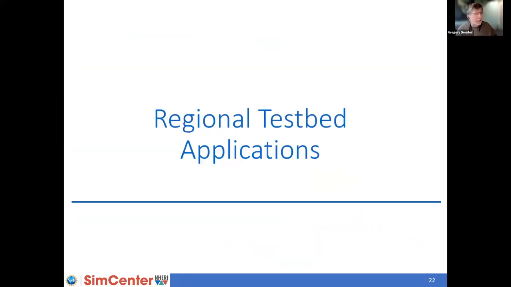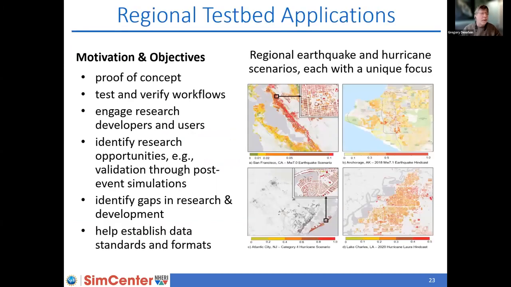And finally, the last thing I'd like to mention is some regional testbed applications we've done. These are ones that use the R2D tool to look at regional simulations. And we've done two earthquake simulations. We've done the largest testbed of the San Francisco Bay Area that has, I think it's 1.8 million buildings represented there, and doing simulations and loss studies. We've also done a hindcast for the earthquake that was in Anchorage in 2018. And I think we've done another hindcast in the hurricane arena for Hurricane Laura that affected Lake Charles.